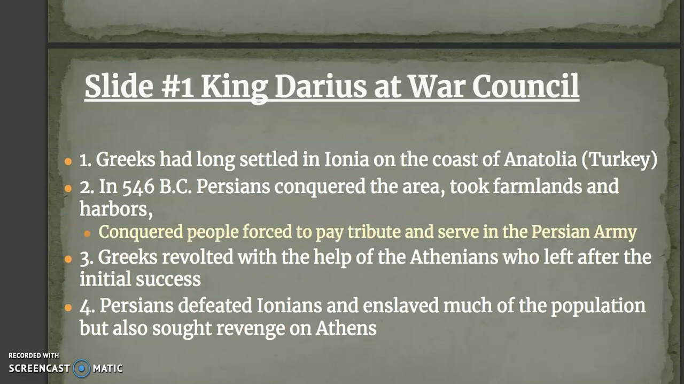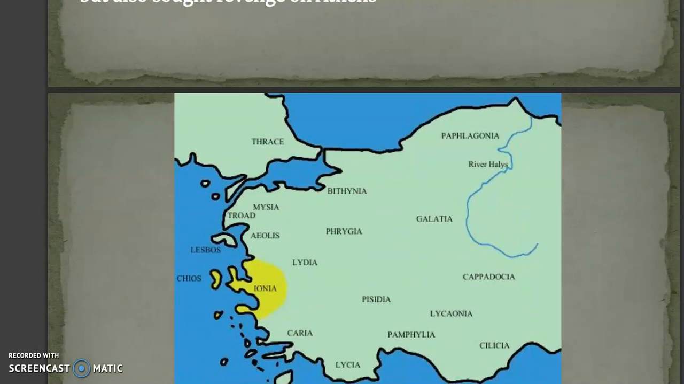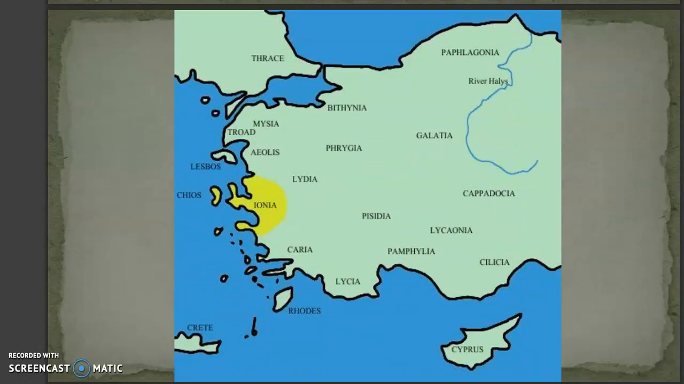This brings up our first person within the Persian Wars, which is King Darius. I'm just going to go through this pretty quickly. We have different battles of significance.